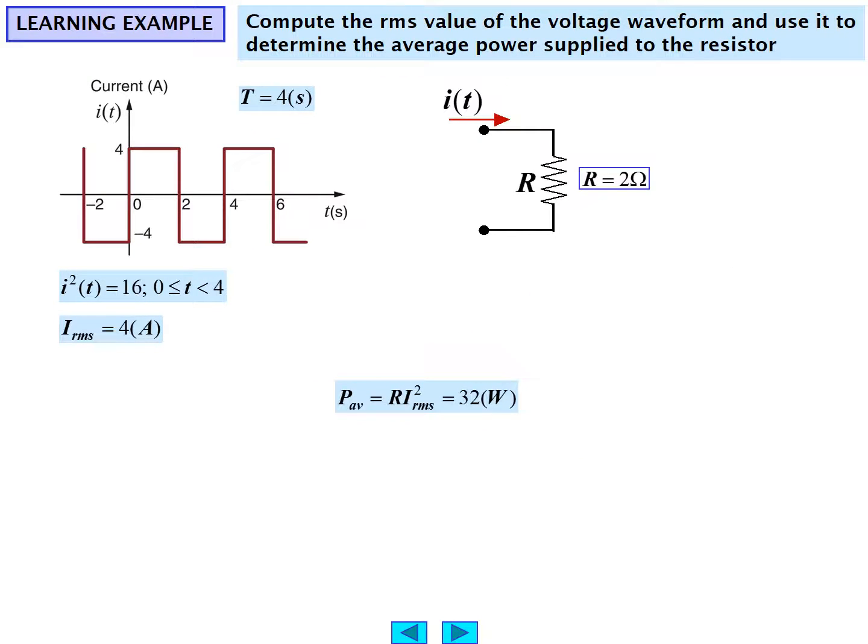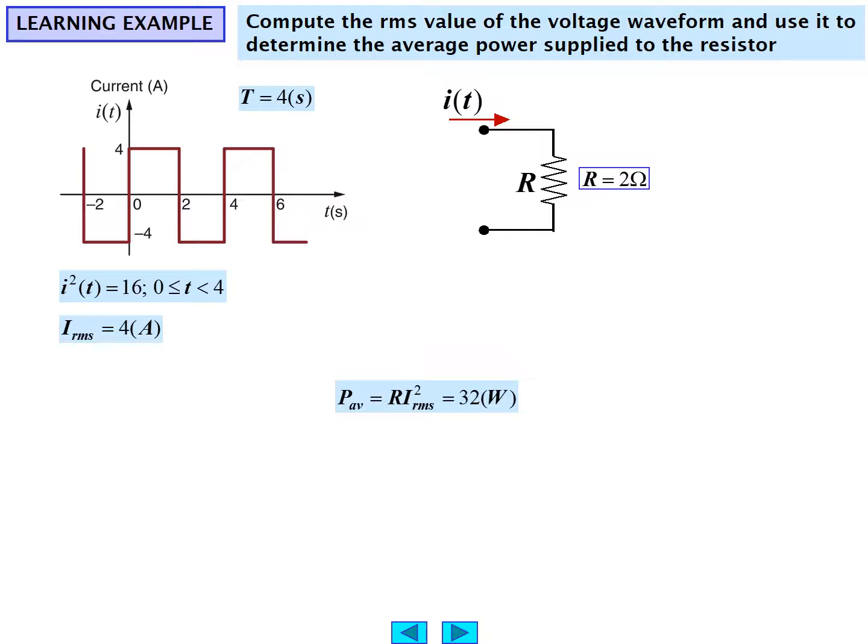Here we have another waveform, which is periodic but not sinusoidal. Compute the average value of the voltage waveform and use it to determine now the average power supplied to the resistor. Well, in this particular case, we have a waveform which has a period of 4 seconds. We can see that clearly. If we square the waveform, it becomes a constant.